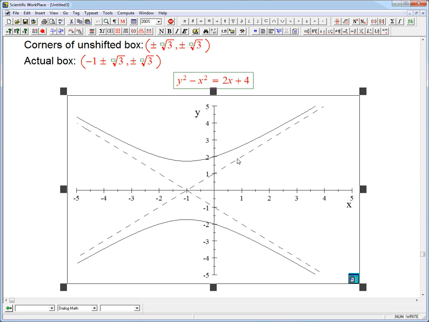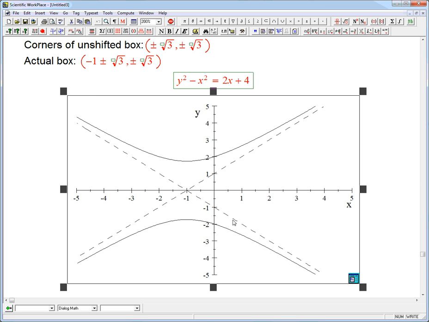So the way that we would actually plot this, of course, is we'd put in the box and the vertices. Everything is shifted. So -1, we go up root 3 and down root 3. It's about 1.7, 1.8 to get the vertices. And then the box is we go root 3 over to here, here, here, and here.